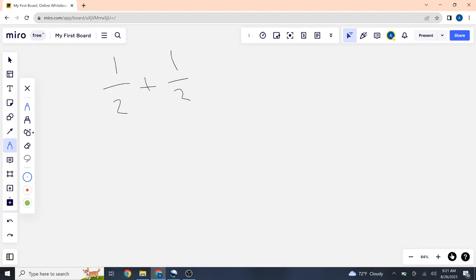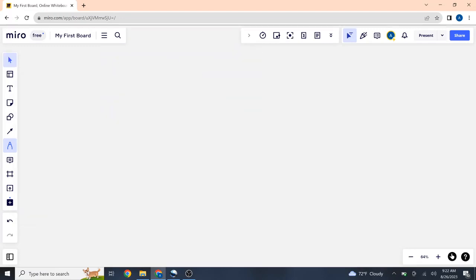But what we might not realize is that when we're adding fractions, we can do that so easily because the denominators are the same. When the denominators are the same, all we need to worry about is adding the numerators. So whenever you're adding or subtracting fractions, your denominator will stay the same as long as your denominators are already the same. And then you just add the numerators. So we're just going to say 1 plus 1 equals 2.